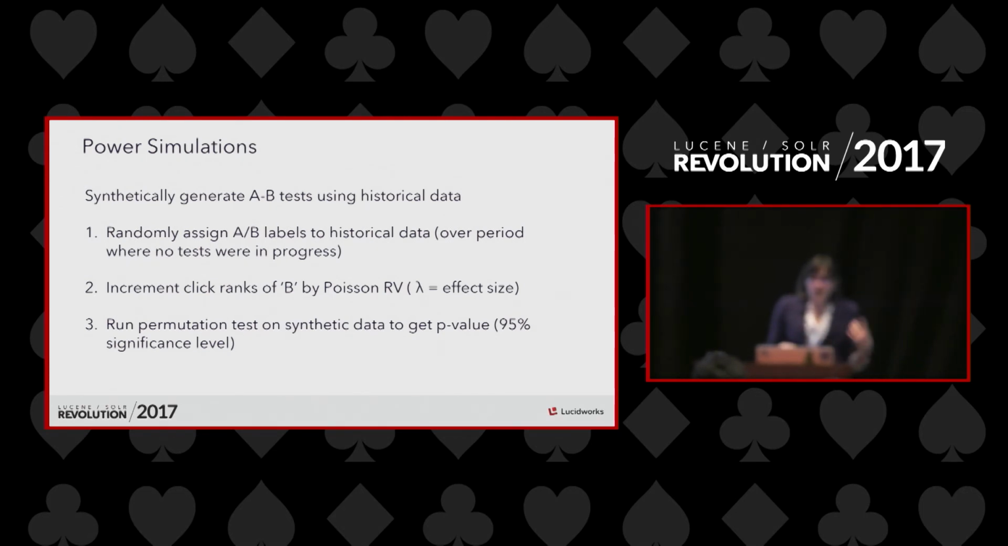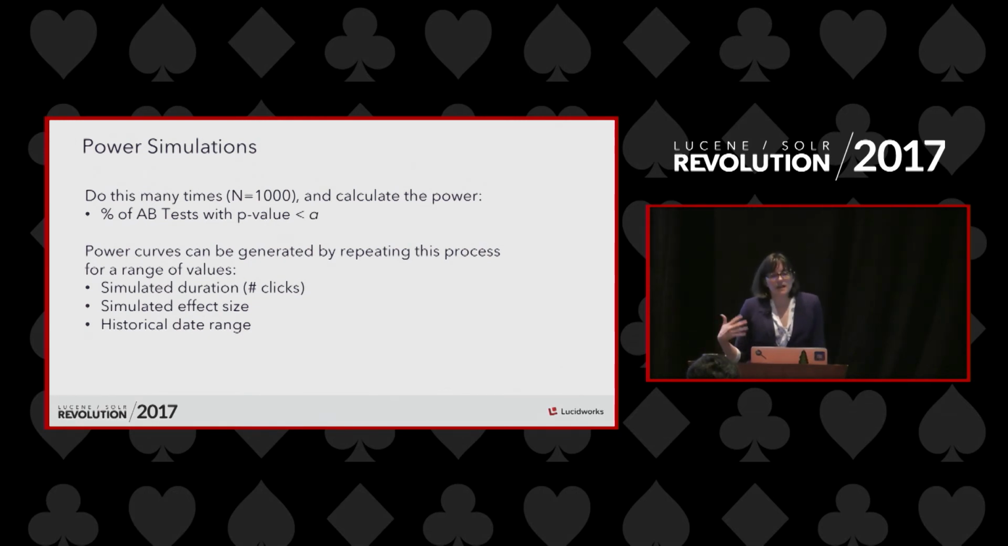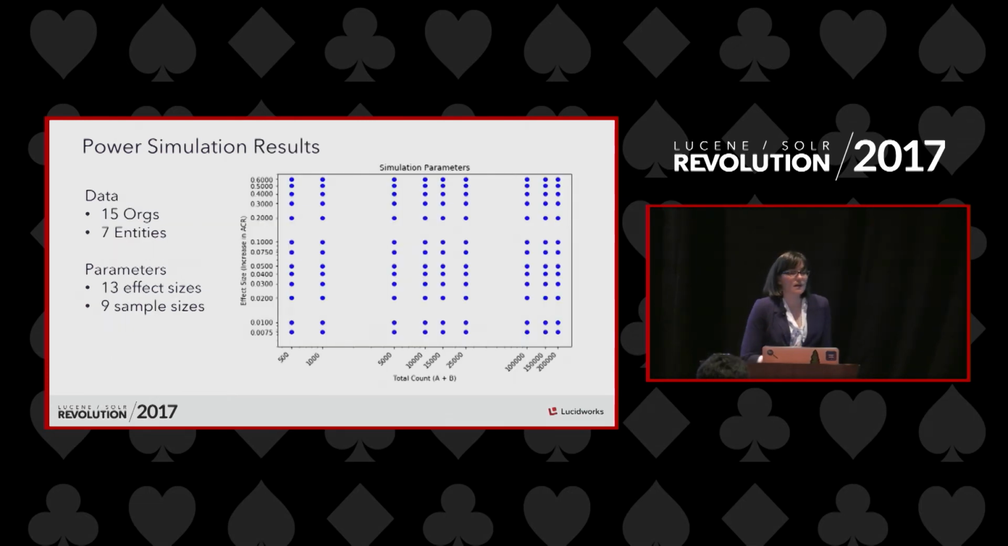So at this point, we have one data point for that set of parameters, the number of clicks as well as the effect size. If we do this a number of times, let's say 1,000 times, we can then go ahead and calculate the power, so the percentage of A/B tests that we were actually able to detect as significant. That's just one data point of the power for that number of clicks and effect size. Then we can do these simulations over and over, looking at a range of sample sizes, effect sizes, as well as input data. I'll show you the results of one such set of simulations.